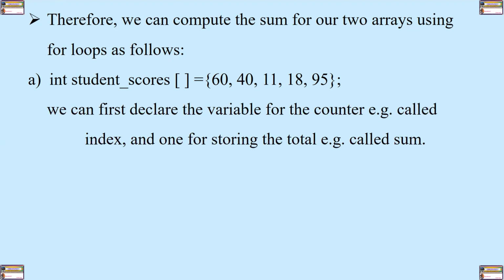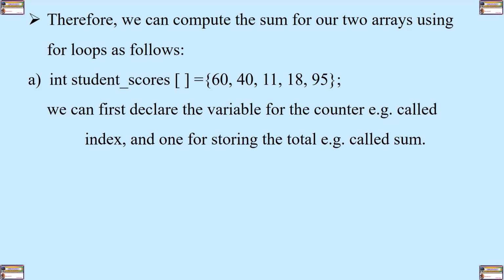So we can first declare the variable for the counter. Always remember you have the initial counter and the last counter. Therefore, when you are using a for loop, it is always good to declare a variable for the counter. In this case, we can call it index. That is going to store our values like 0 and 1, and another variable for storing the total, because we are going to compute the sum.